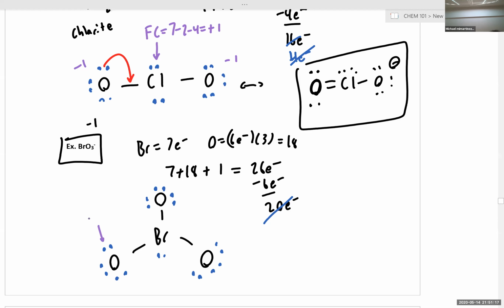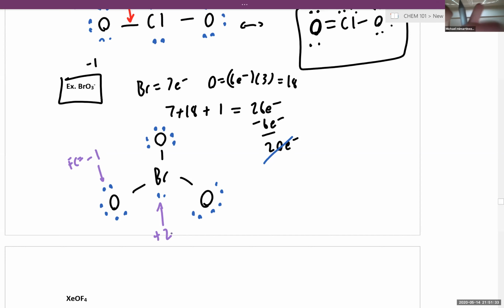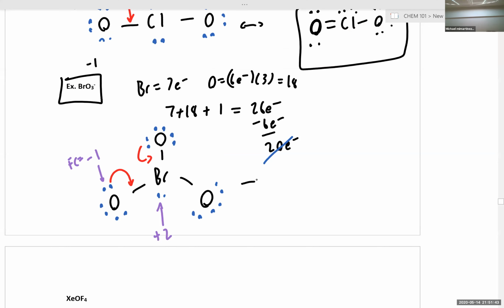Well, let's look. Each of these oxygens has a formal charge of minus 1. What about this bromine atom? What's the formal charge of this bromine atom? It's plus 2. That's not very good. So what we're going to do is kick down lone pairs to reduce the formal charge of bromine to 0. We have a plus 2 formal charge, so we kick down 2 lone pairs. That in turn gives us the following structure. And in this case, we've fulfilled the octet rule and we've minimized our formal charges. Does that make sense to everyone?